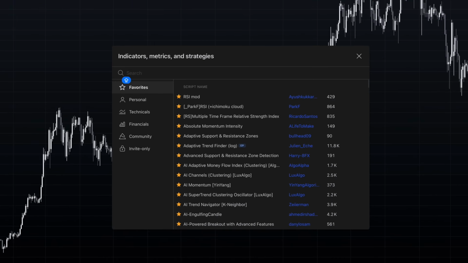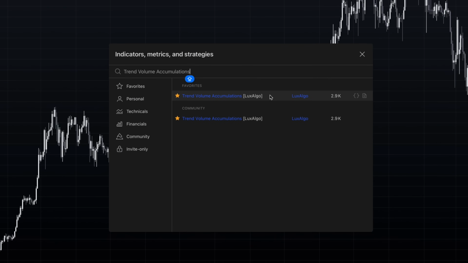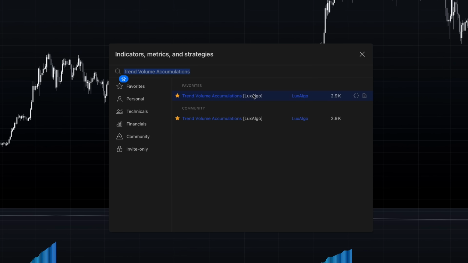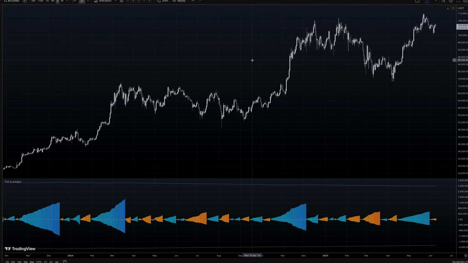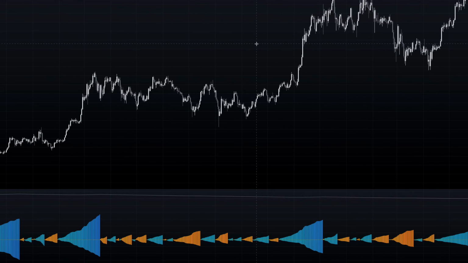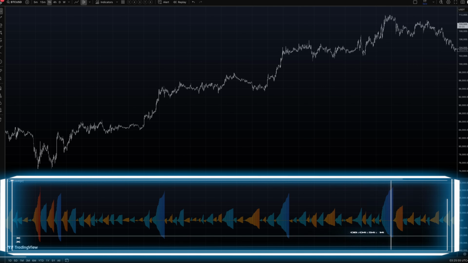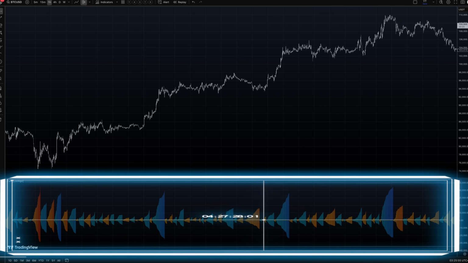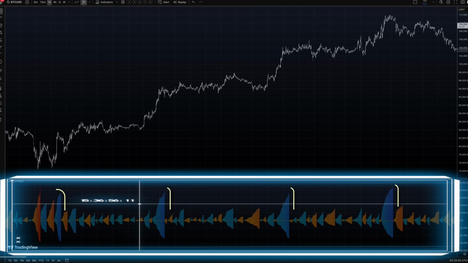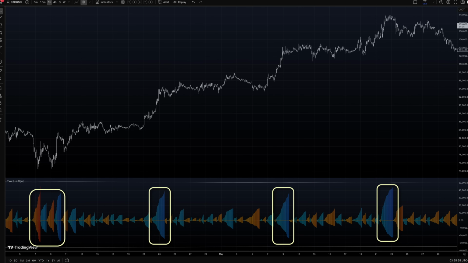Created by LuxAlgo, Trend Volume Accumulations Indicator identifies areas of interest based on the relationship between price movement and volume clustering. It scans recent candles using a configurable look-back period, measuring how price and volume interact to highlight zones where accumulation or distribution may be forming. These zones appear as shaded horizontal areas on the chart. The tool maps price levels that historically attracted significant volume during trending conditions.